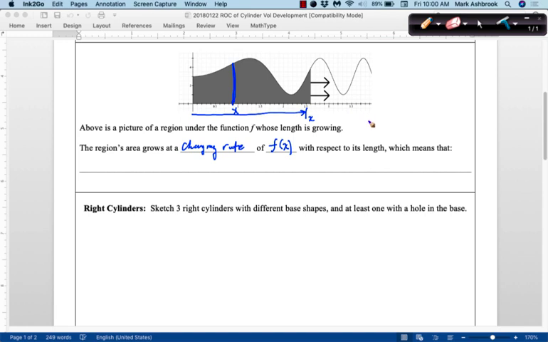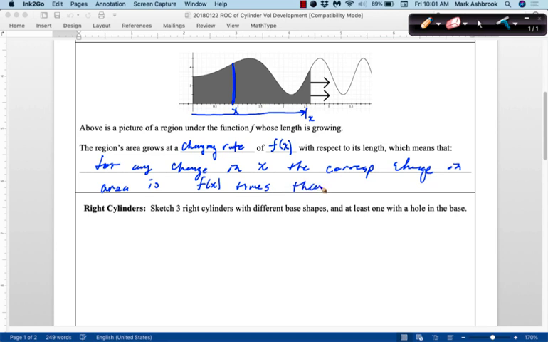For any change in length, the corresponding change in area is f of x times the rate of change in length. All right, so let me write that out. For any change in x, the corresponding change in area is f of x times that change in x.